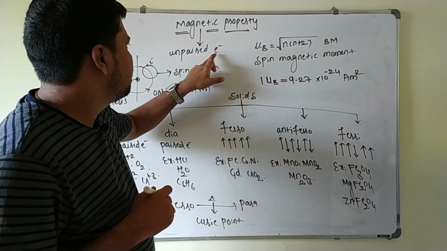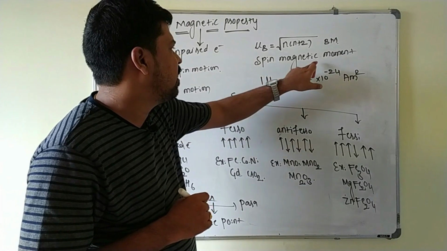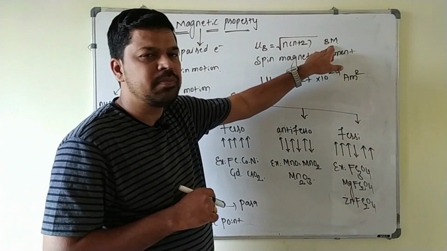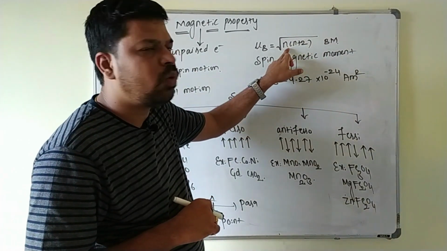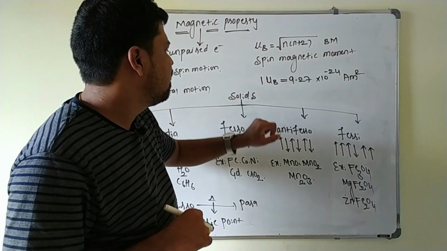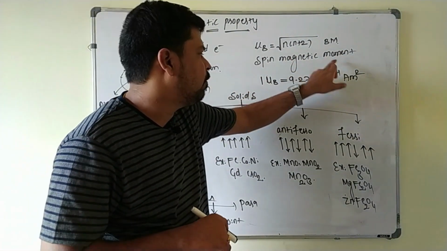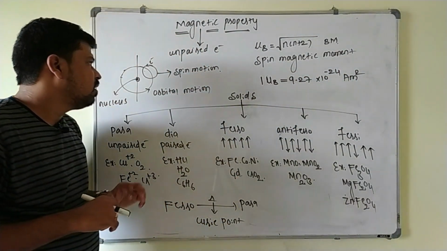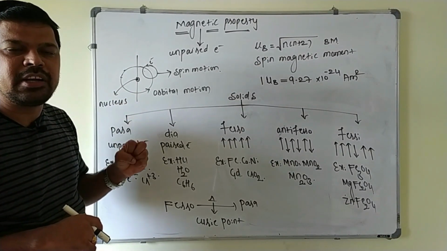And here the magnetic moment due to the spin motion of the electron is calculated as mu is equal to square root of n into n plus 2, that is Bohr's magneton. This is the spin magnetic moment formula here. n is equal to what? Number of unpaired electrons. And here 1 Bohr magneton is equal to 9.27 into 10 power minus 24 ampere meter square. Okay.